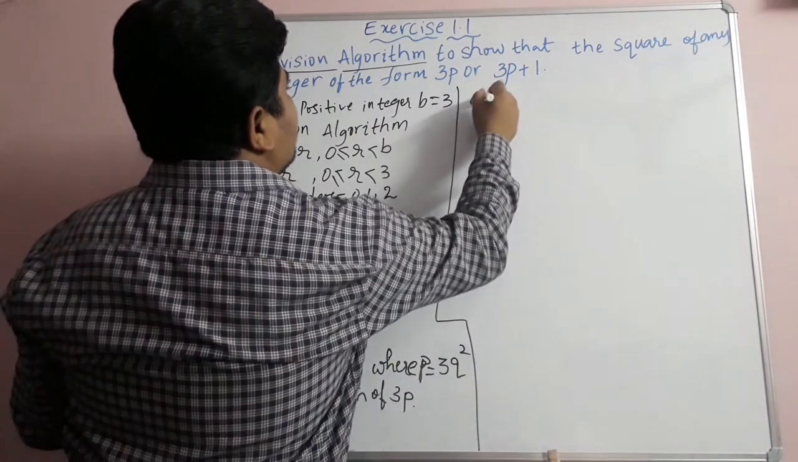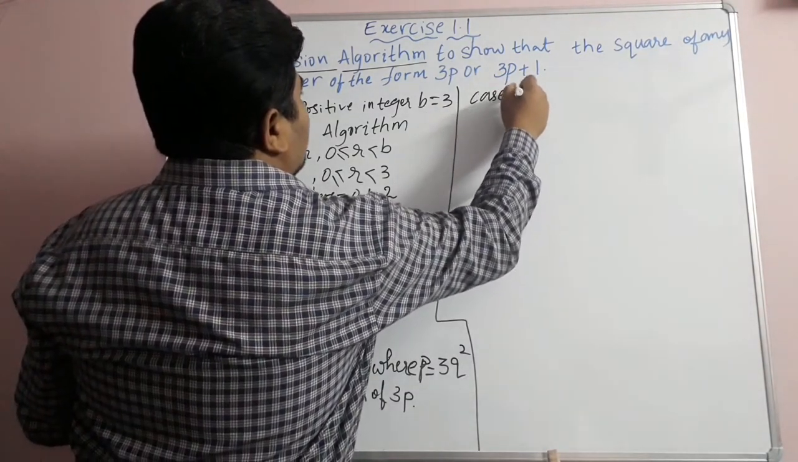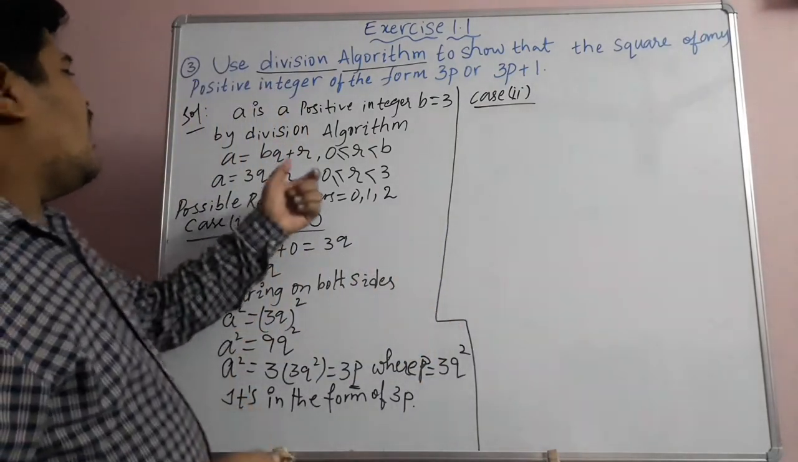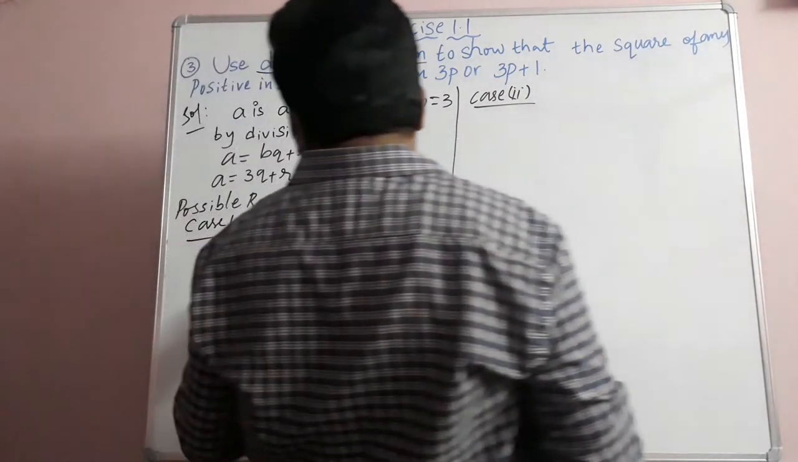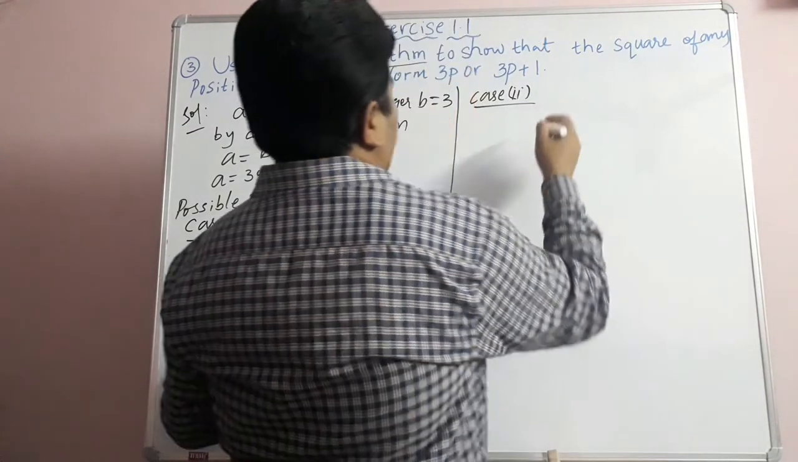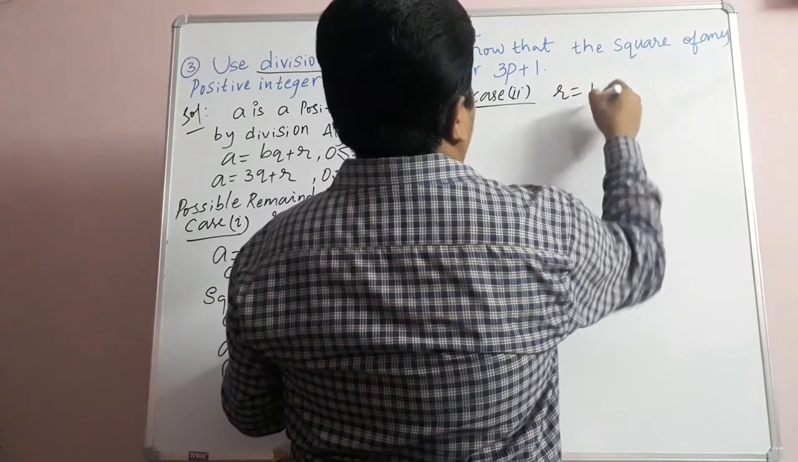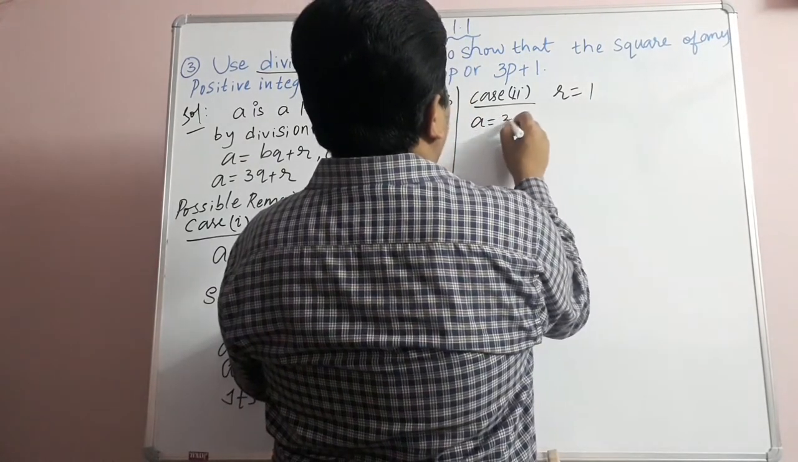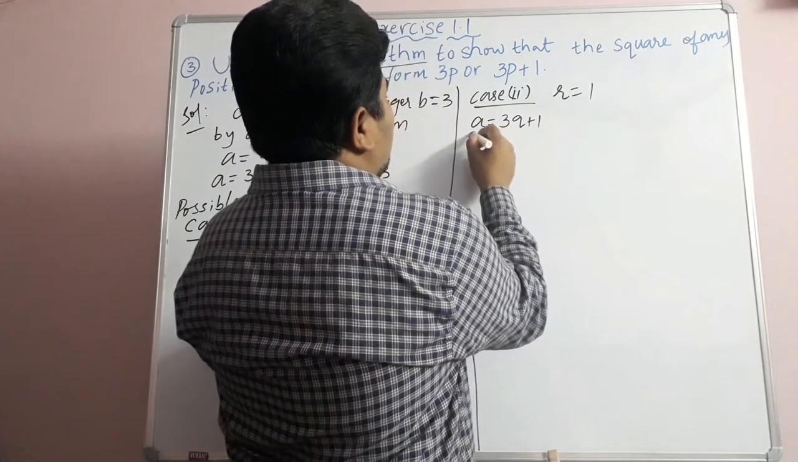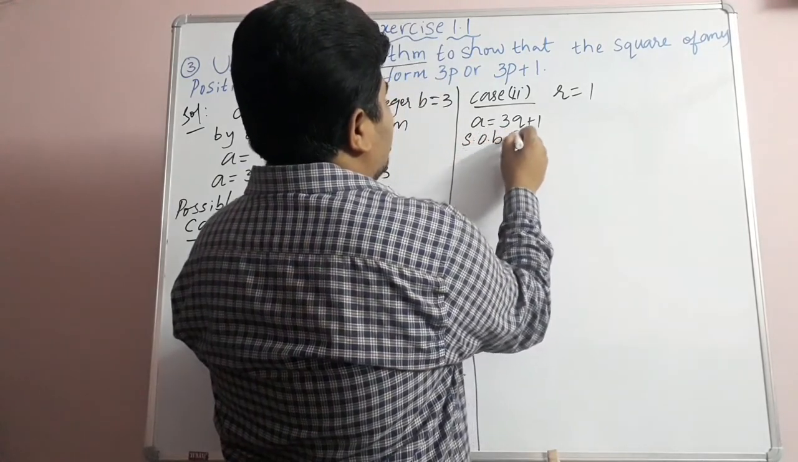Now case 2. In case 2, take the r value as 1. So r is equal to 1. Then a is equal to what? 3q plus 1.